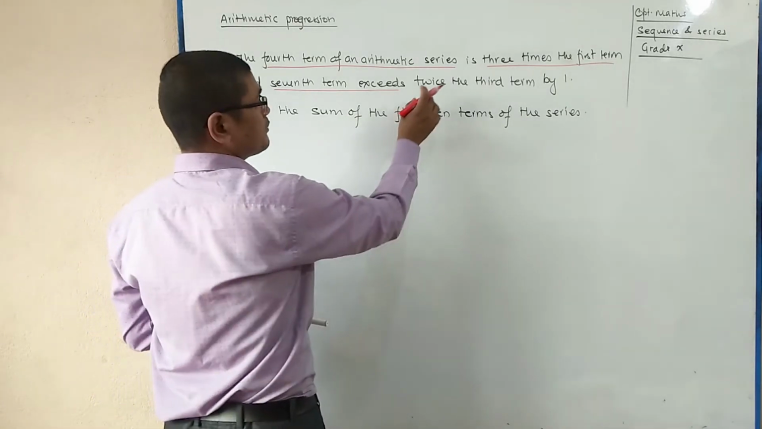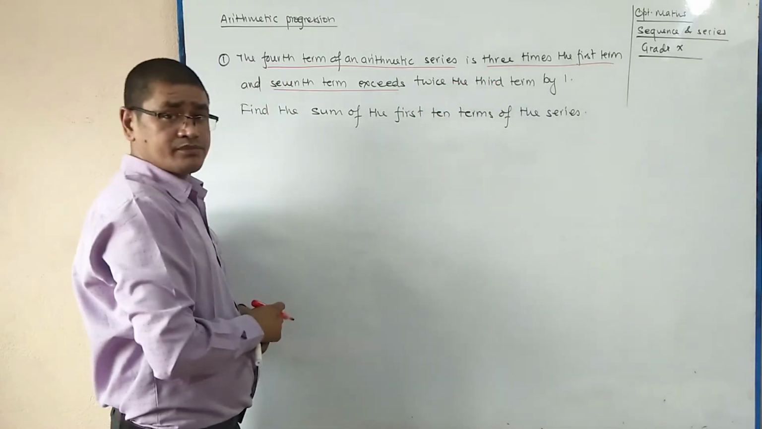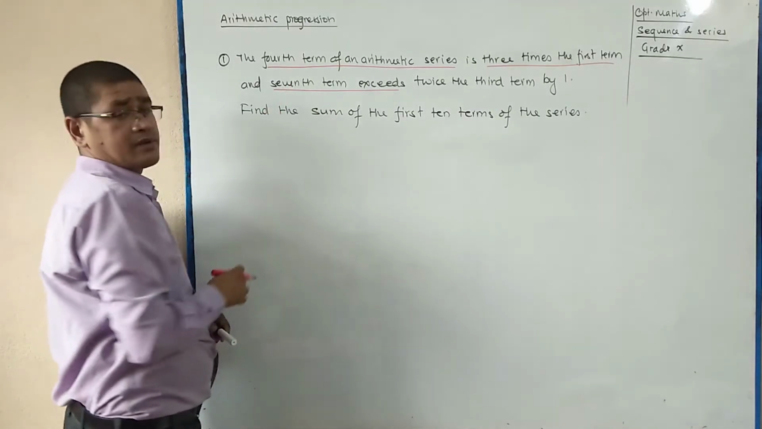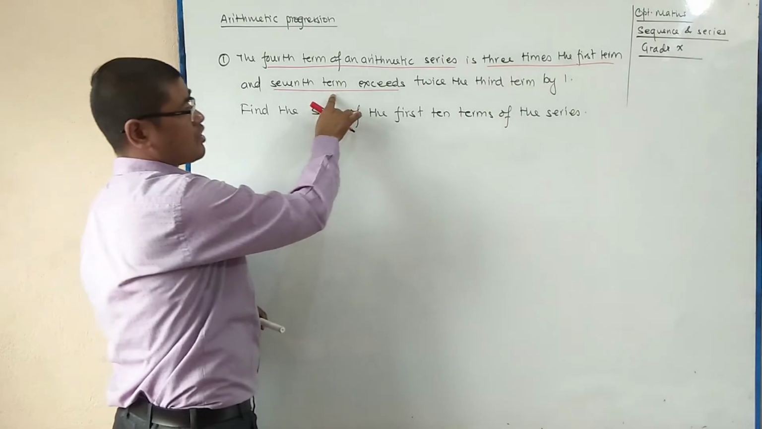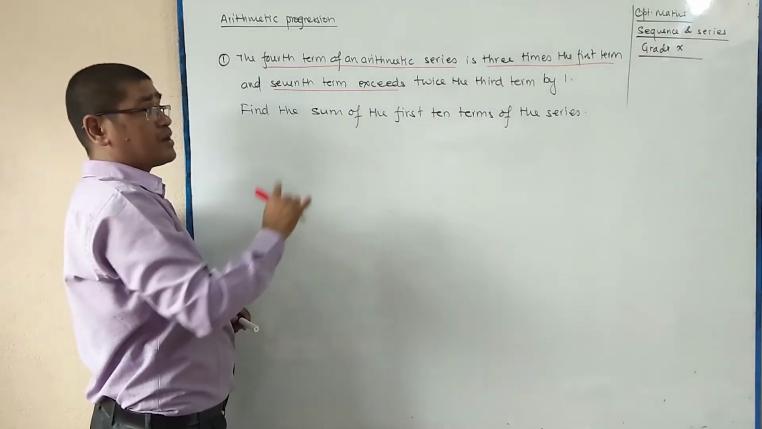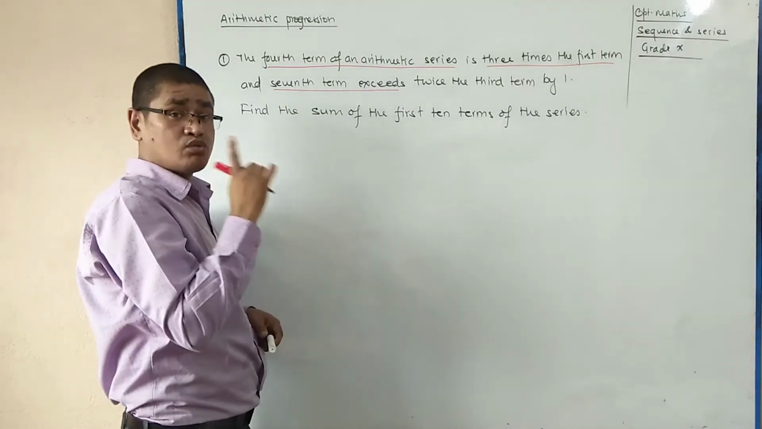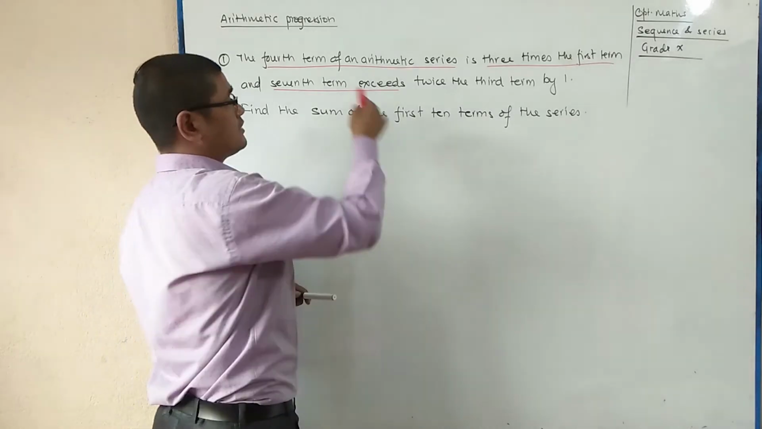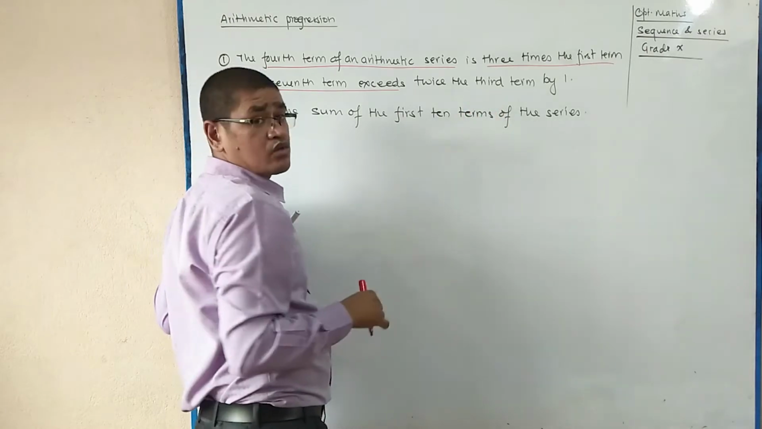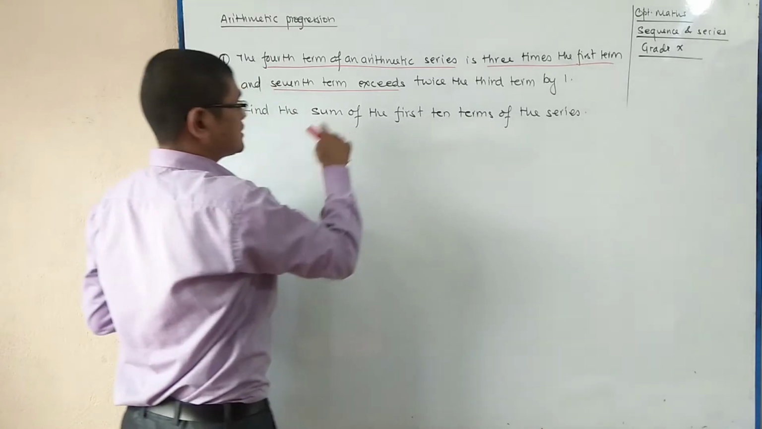Means if we multiply 2 to our third term, then we are getting 1 less than the 7th term. See, the condition is the 7th term exceeds twice the third term by 1. If you multiply the third term by 2, then still the 7th term exceeds by 1. Means to balance it, either we have to subtract 1 from the 7th term, or we have to add 1 to twice the third term. Then only the equation will be balanced. Okay, this is the case.